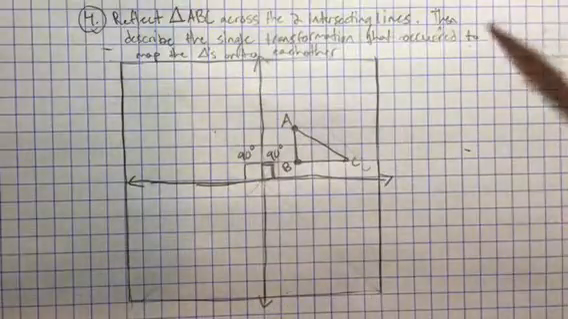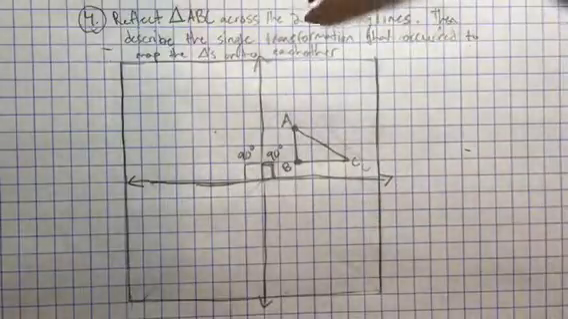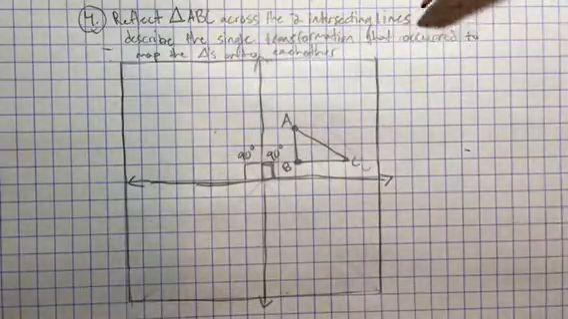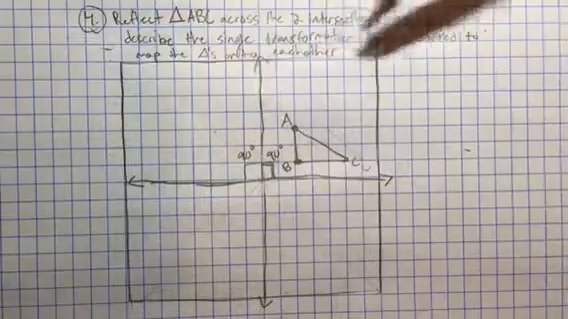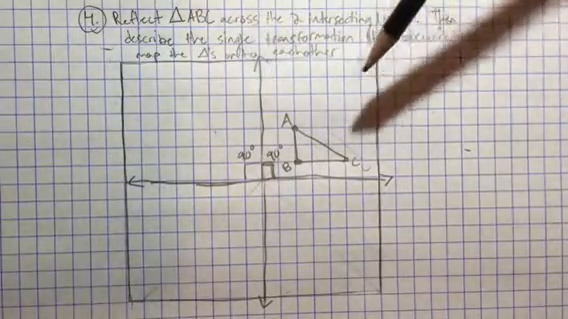Okay, practice problem number 4. Reflect triangle ABC across the two intersecting lines. Then describe the single transformation that occurred to map the triangles onto each other.